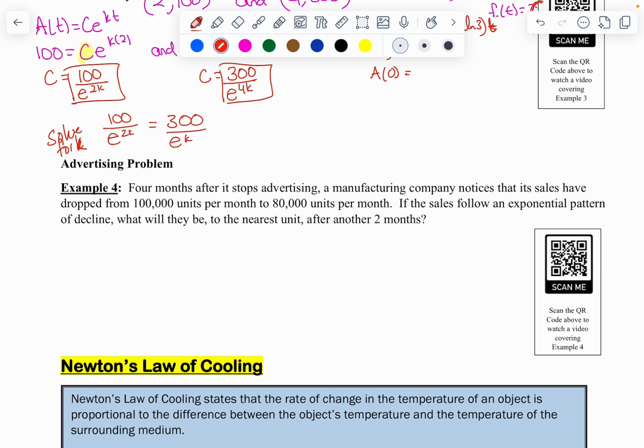Last example, 4 months after it stops advertising, a manufacturing company noticed that its sales have dropped from 100,000 units per month to 80,000 units per month. If the sales follow an exponential pattern of decline, what will they be to the nearest unit after 2 months? So the 100,000 units, that is the initial reading.